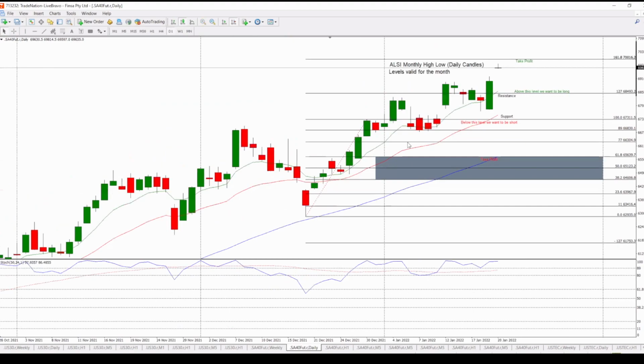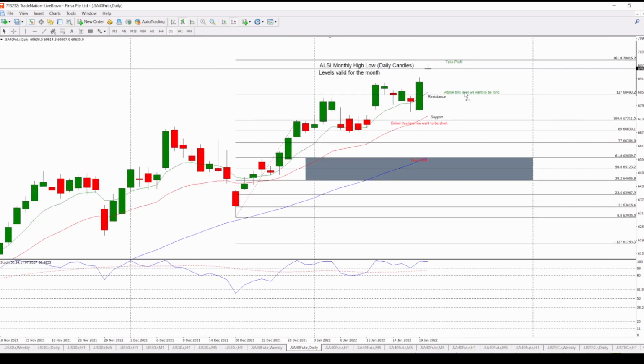Look there on the monthly high low. So we did get yesterday the daily candles. We did yesterday get that push above 127, very close to that 161 target level. 161 is our resistance level and 127 is our current level of support.